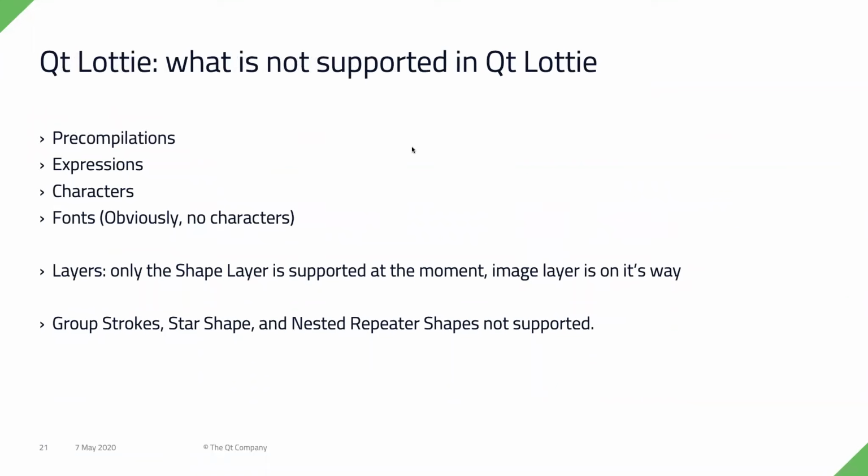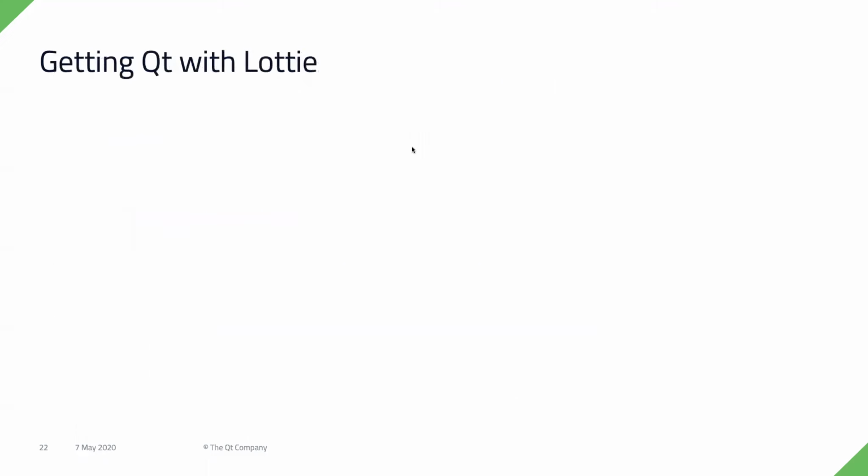So again, what's not supported in Lottie: pre-compilations, expressions, characters and fonts, or obviously no fonts when there's no characters. Currently, only the shape layer is supported. So if you're creating a series of shapes, you'll create a series of shape layers, of course. Image layer is on its way, as I mentioned, shortly. Group strokes are not supported, and nor are nested repeater shapes, and the star shape also is not supported. One person did once ask me, can I make my own star? Of course, you are more than welcome to make your own star, and that should work just fine. We don't have anything against stars. It's the star shape in After Effects that I'm talking about there.